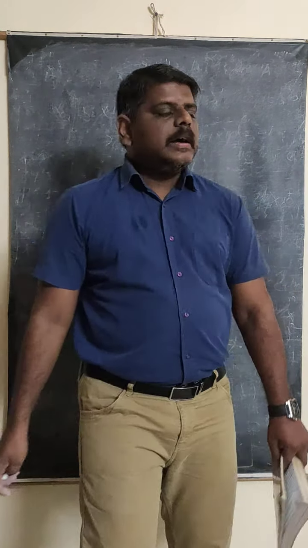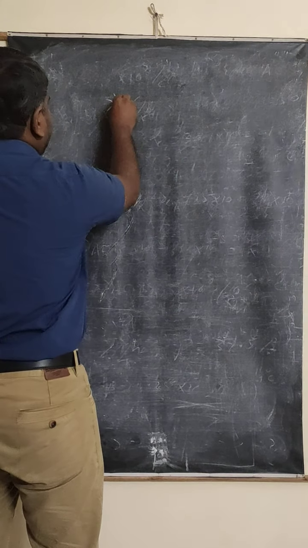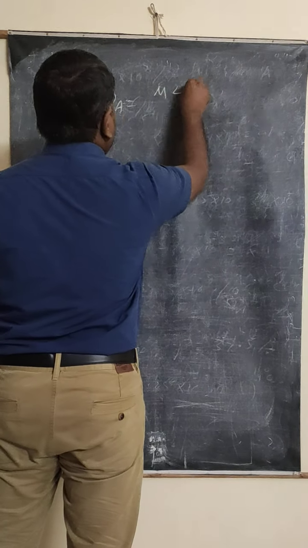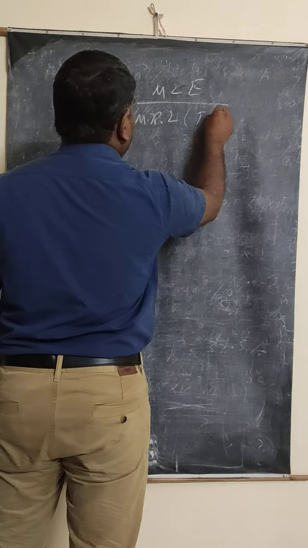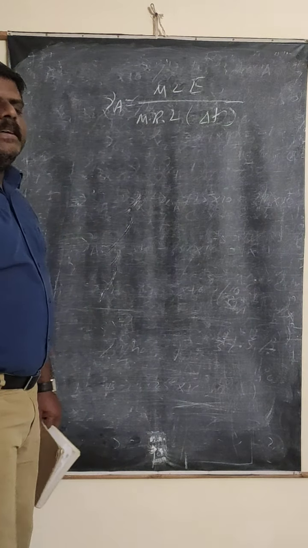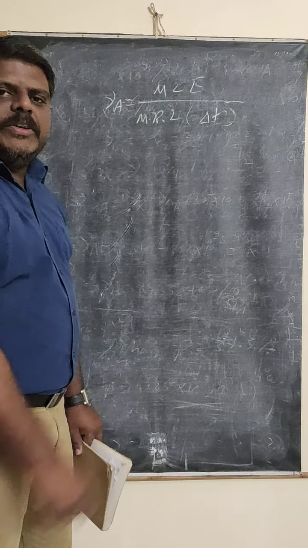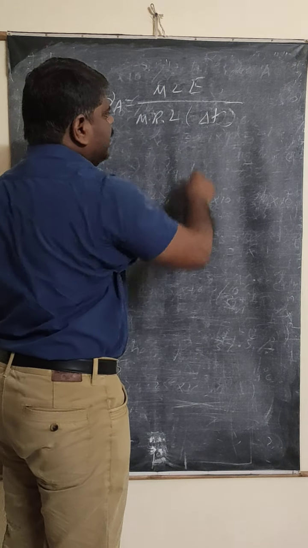Hello students, welcome back. The problem given is important for competitive exams, so I hope all of you read the problem very carefully and remember the concept. For the coefficient of apparent expansion by the specific gravity bottle method, what is the formula? Gamma A is equal to the mass of the liquid expelled divided by the mass of the remaining liquid into the temperature difference, delta T.